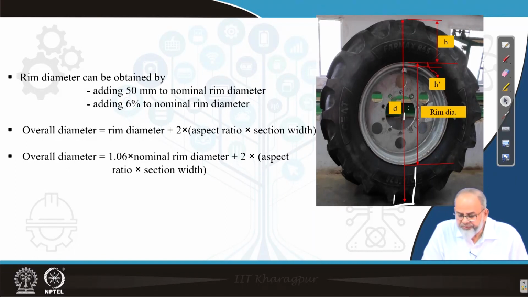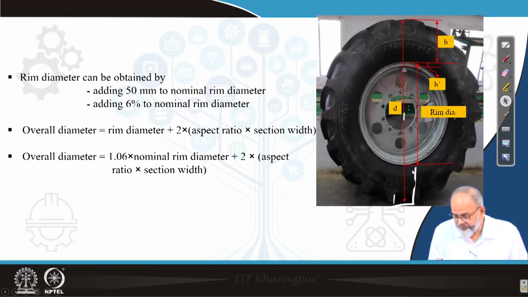There are two terminologies I have used. One is nominal rim diameter, the other one is rim diameter. The difference is if you add 6% of the nominal rim diameter to the original rim diameter, that becomes your rim diameter. That means 1.06 times the nominal rim diameter will become the rim diameter. Now, if you look at this figure, if you know the rim diameter, which is indicated from this point to this point, then I add the section height, h, on both the sides, then it becomes the overall diameter.